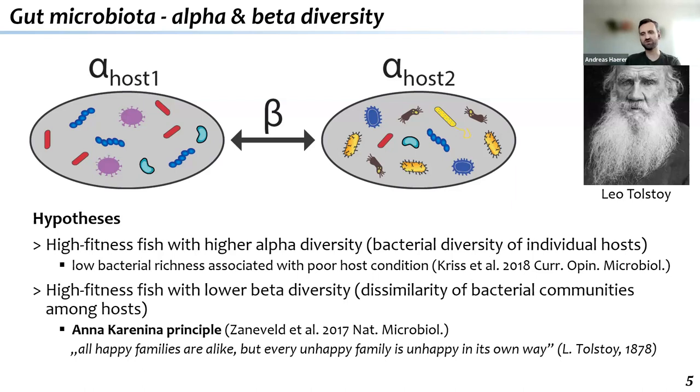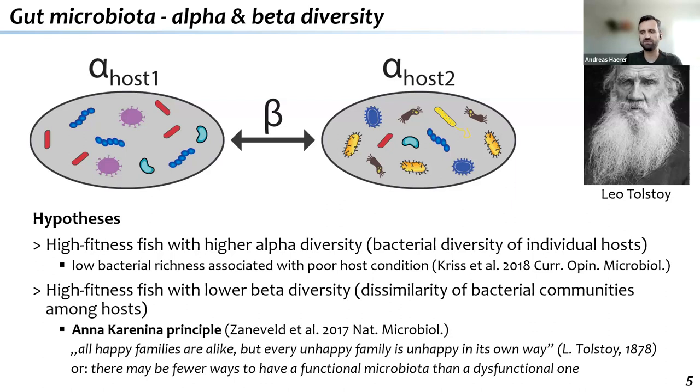The connection to Tolstoy is that this has been named the Anna Karenina principle, after a famous book by Tolstoy, where he says that all happy families are alike, but every unhappy family is unhappy in its own way. If you translate this to the gut microbiota, you could say that there might be fewer ways to have a functional microbiota than a dysfunctional one. Going back to our beta diversity results, this would mean that there might be more clustering of microbiota in the high fitness group. But if you're a low fitness fish, there might be more diversity or divergence in gut microbial communities. And this has been shown to be common in different animal microbiomes.